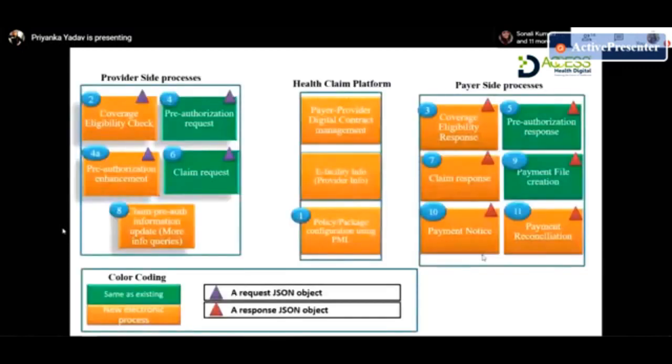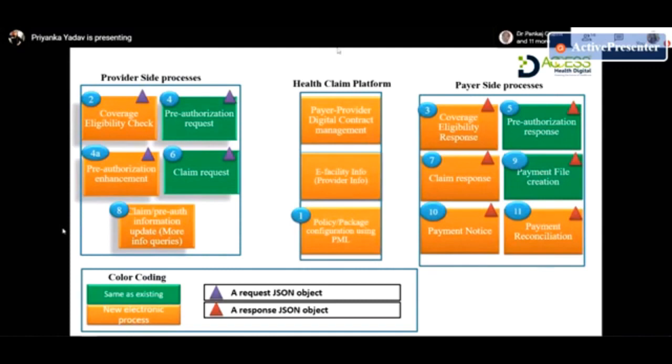Yeah, this is just an example of all the processes that I explained to you, which happen in real life. Once HCP comes into the picture and these e-objects get implemented, these are the processes that will take place. These are the processes on the left-hand side, which will happen on the provider side. Wherever you see a purple triangle, those are the objects generated by the provider side, while the triangle or the pyramid that you see in red, those are generated by the payer.